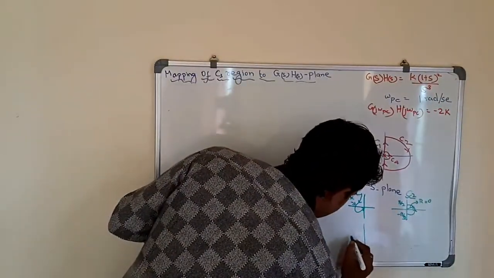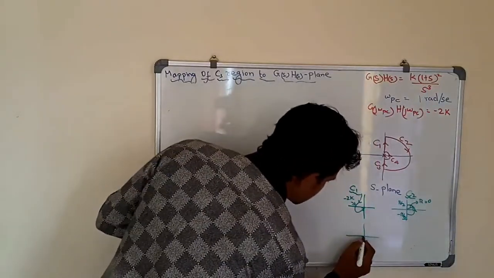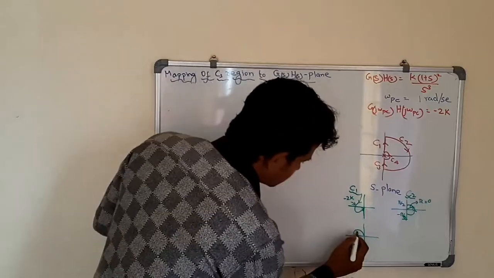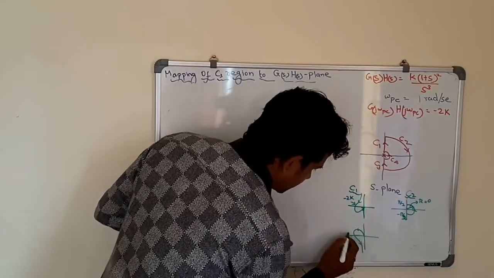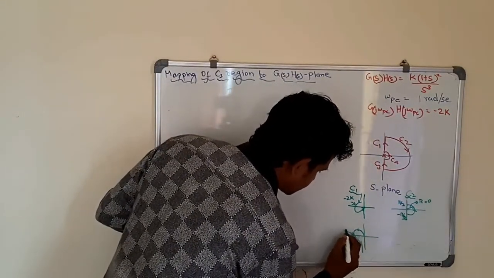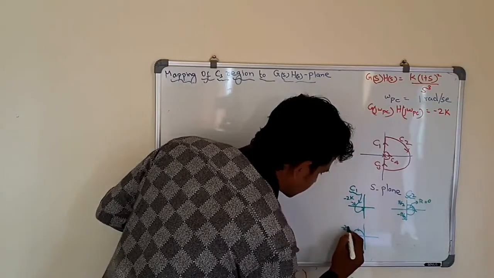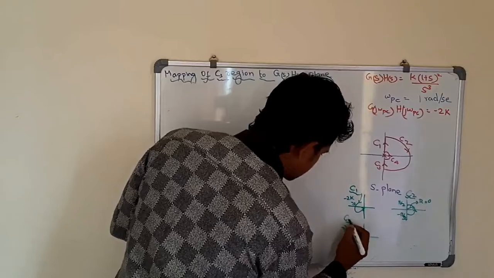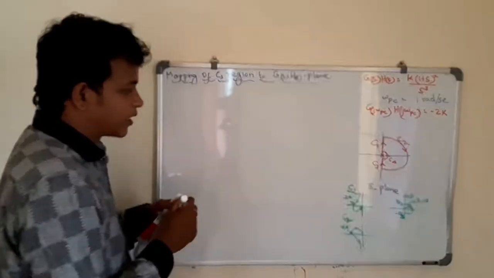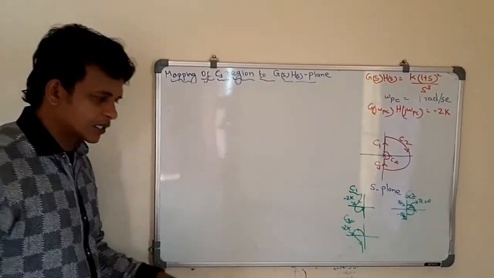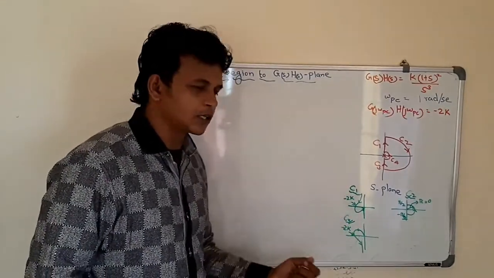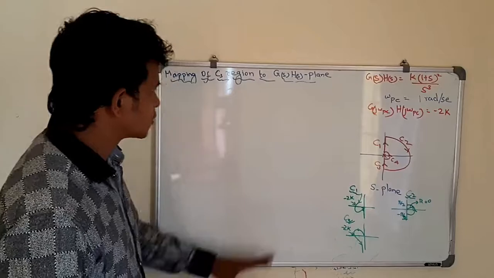So it starts at 0 and moves in this direction. Here in this direction, it crosses the real axis at minus 2k. So this is for region C3. Since region C3 is the mirror image of C1, the mapping in the G(s)H(s) plane is also the mirror image of the mapping of the C1 region. So this was for the C3 region, the mapping is done.